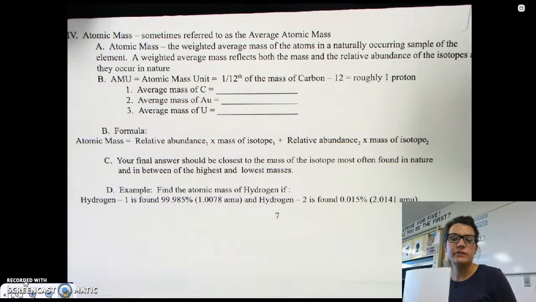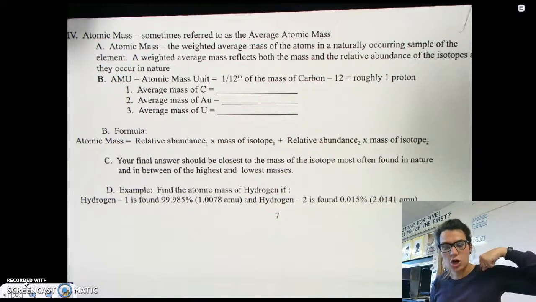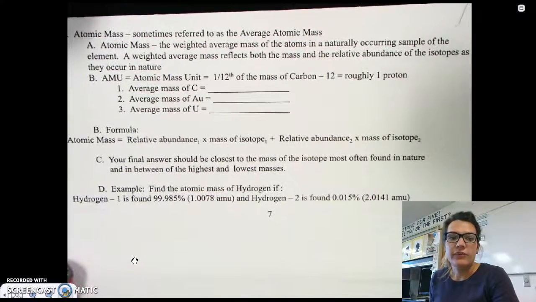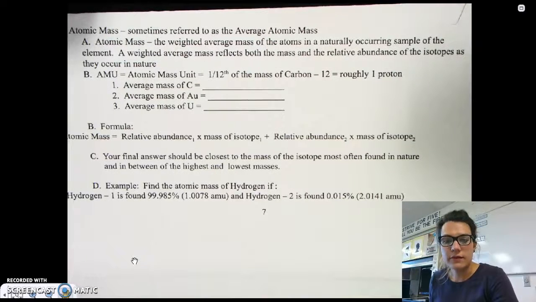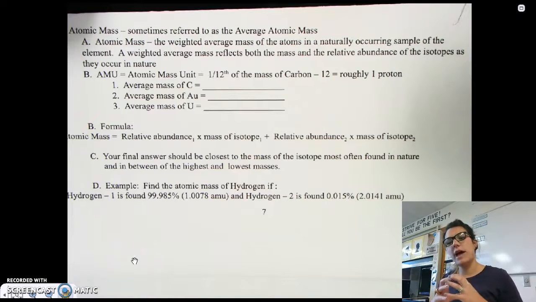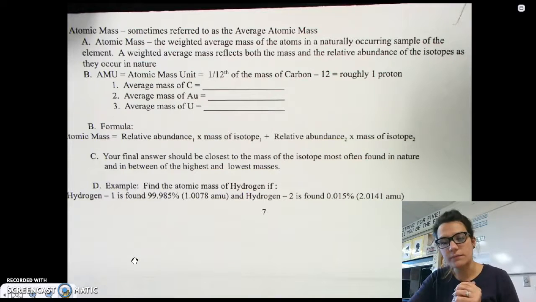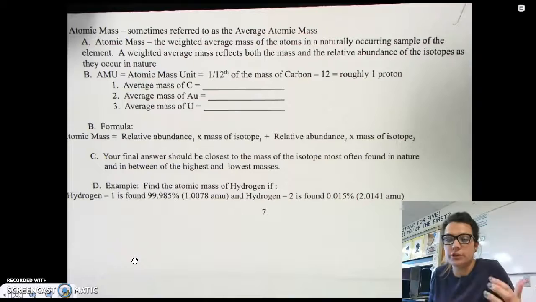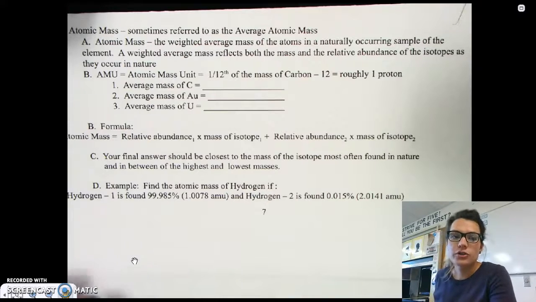It's the weighted average of the atoms in a naturally occurring sample. So like if I was to take a sample from Earth, that one sample is going to have multiple isotopes within that sample, okay? And then the weighted average reflects both the mass and the relative abundance of the isotopes that are present in nature, okay? So what does that mean? It means that I have to take into account the mass of the isotope and what percentage of that isotope occurs in nature, okay?